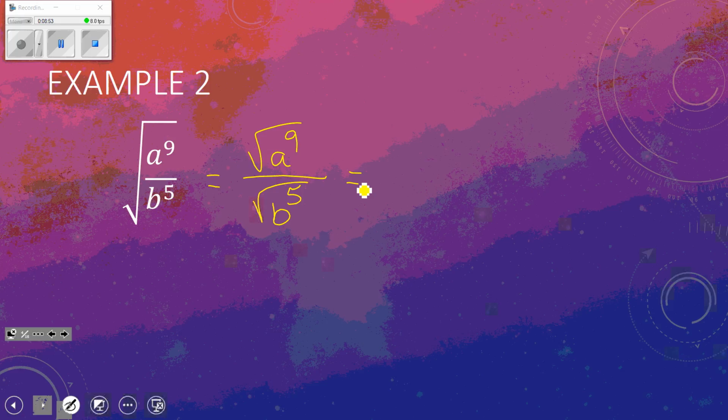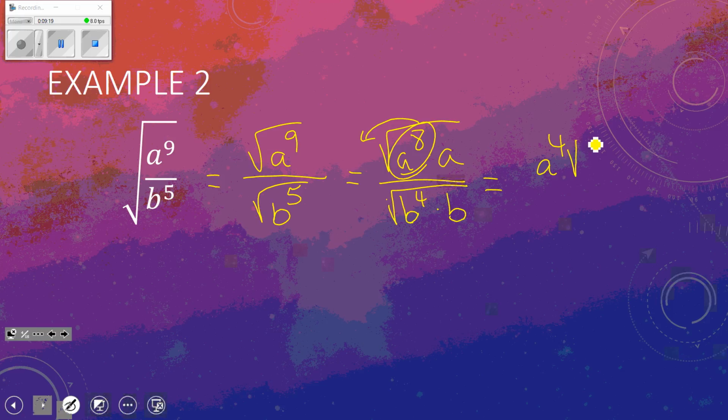So let's see if we can simplify this. A to the ninth, is it perfect? No. So what should it break down into? A to the eighth times A. How about B to the fifth? B to the fourth times B. Very good. All right. So A to the eighth is perfect. It comes to the outside as A to the fourth, times the square root of A. And B to the fourth is perfect. It comes to the outside as B squared times the square root of B.